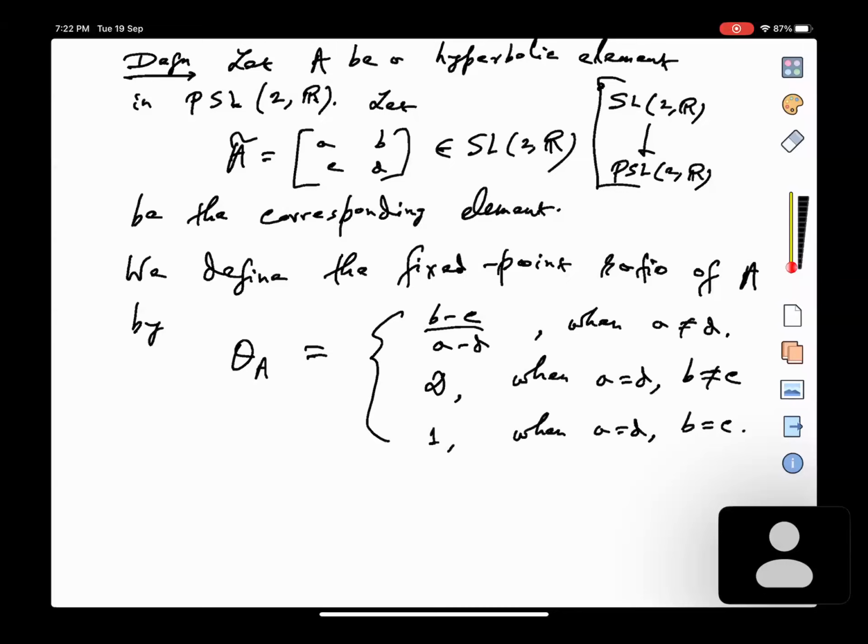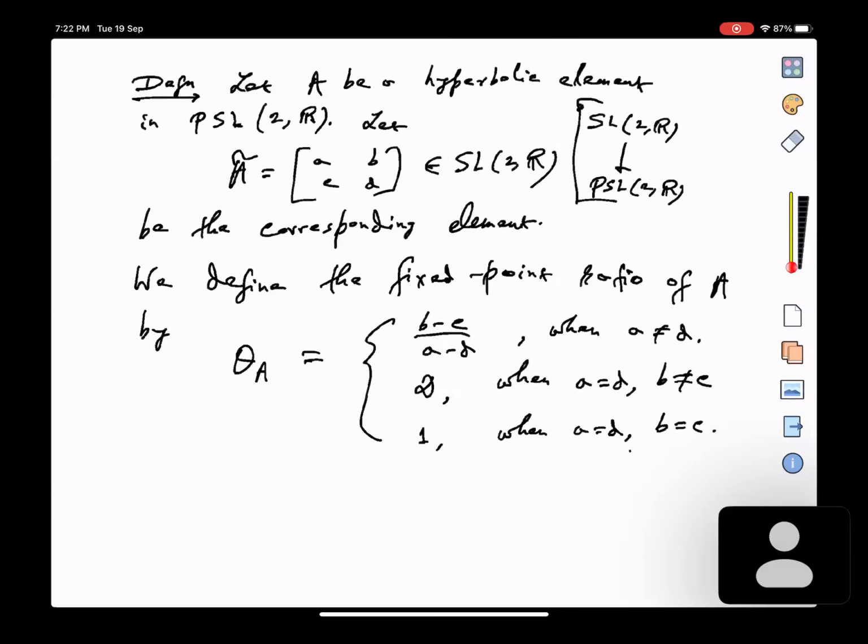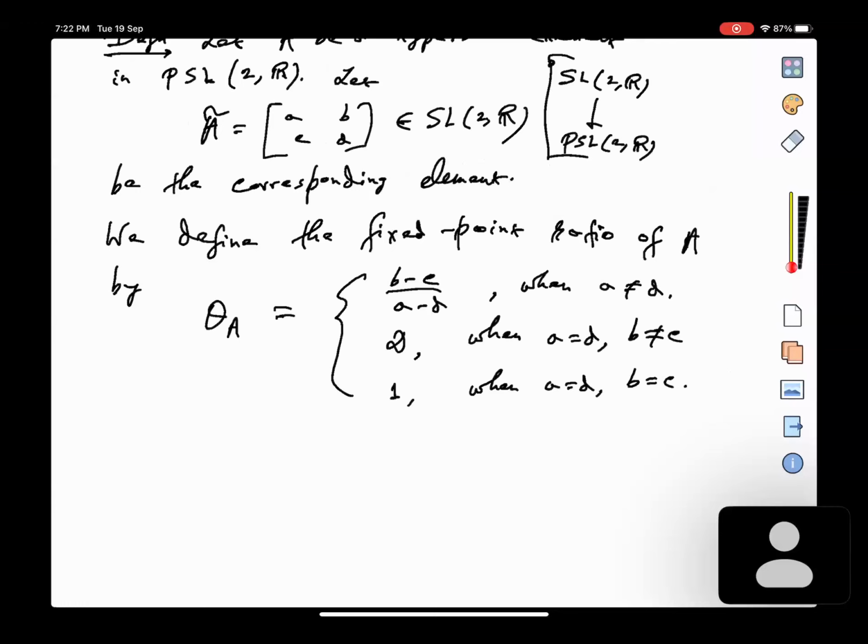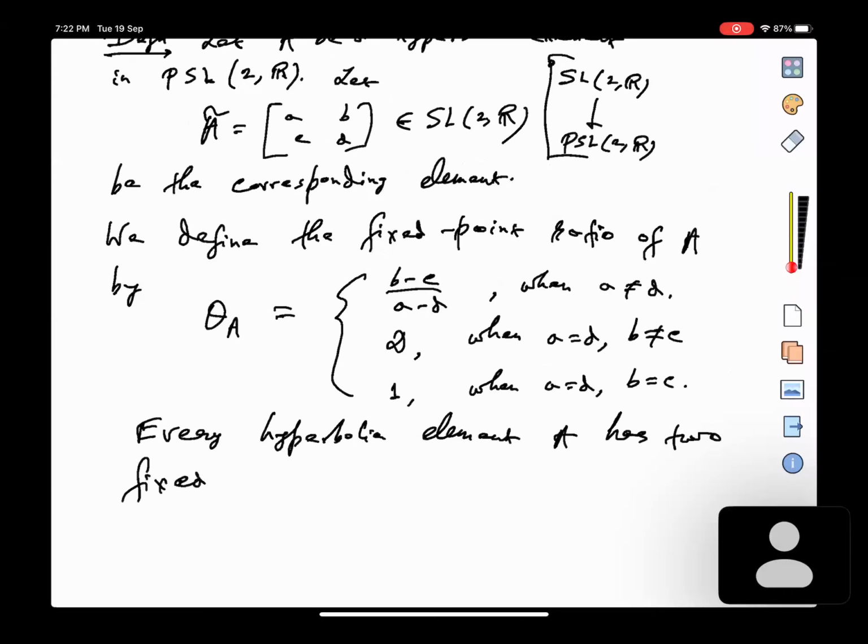All right. So it looks strange at the beginning. What is this quantity? Here is the geometric interpretation of this quantity. Every hyperbolic element A has exactly 2 fixed points, U1 and U2, on the boundary of the hyperbolic 2-space. Okay, fine.